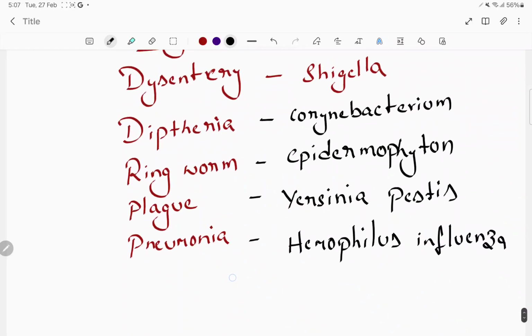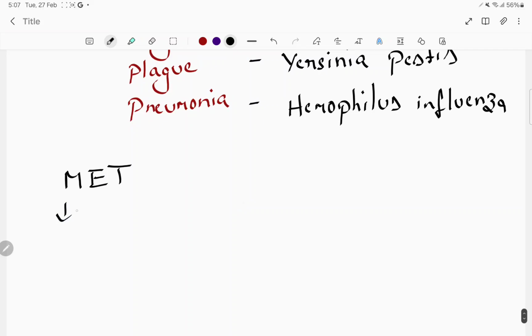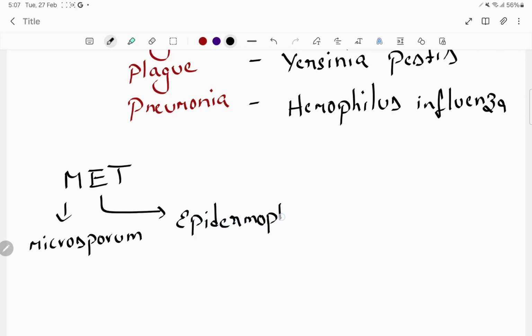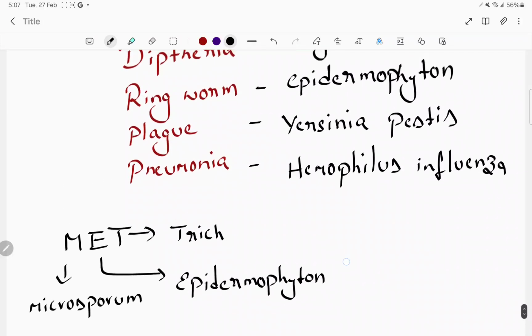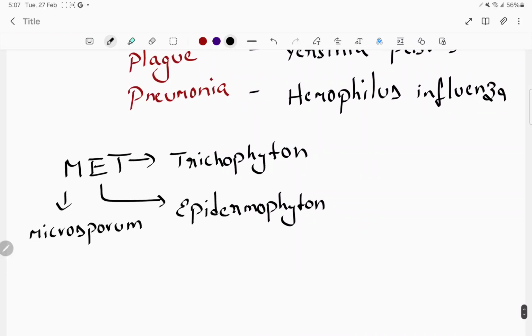So remember, we know about ringworm. Remember the mnemonic MET: Microsporum, Epidermophyton, Trichophyton. So these are the causative organisms for ringworm. And for pneumonia also, Streptococcus pneumoniae and Haemophilus influenzae.